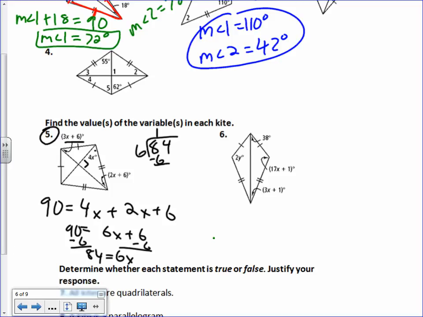That is 14. Alright. x equals 14. And that's all it's asking you to do, is find the values of the variables. So we're done with that one.